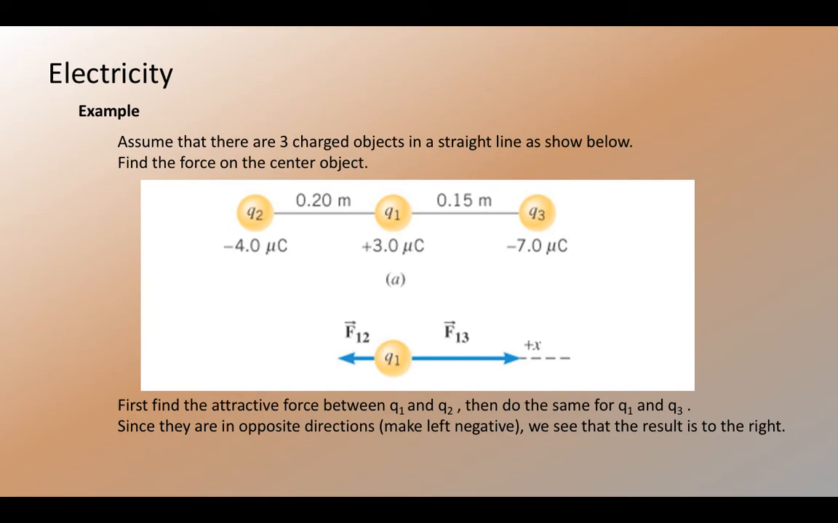First you find the attractive force between 1 and 2. You do that by using Coulomb's law. Then you do the same thing for 1 and 3. And then, since they're in opposite directions, I like to make left negative. And we see that the result is to the right. And using that formula, we find the answer to be 5.7 newtons.